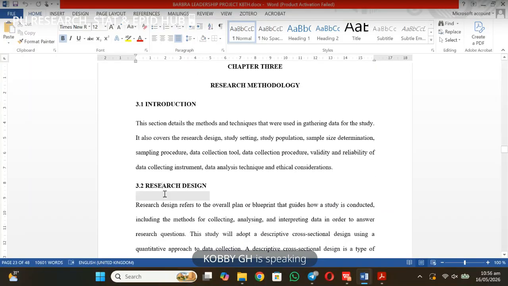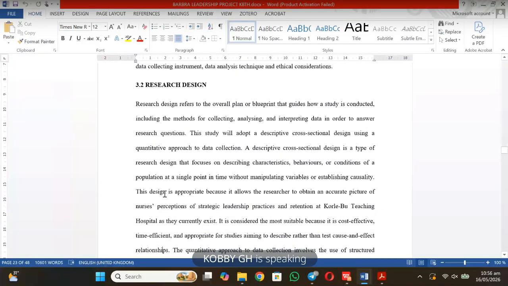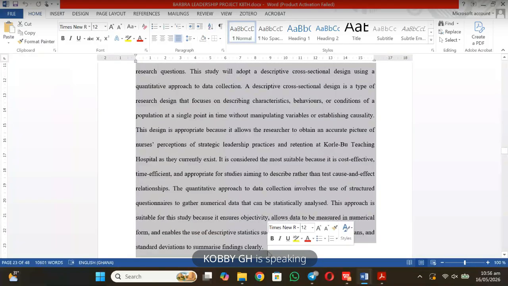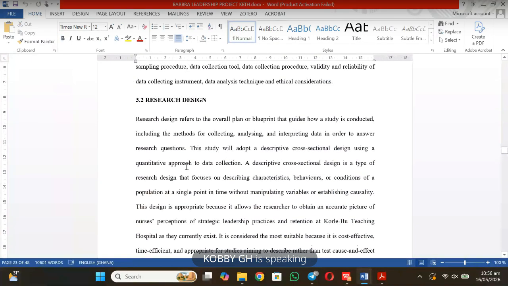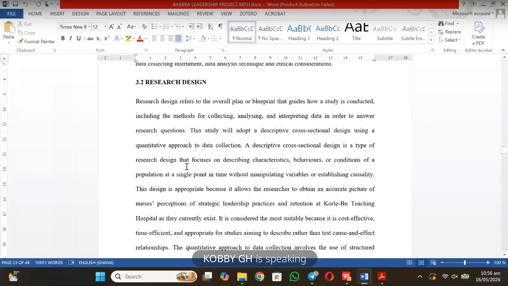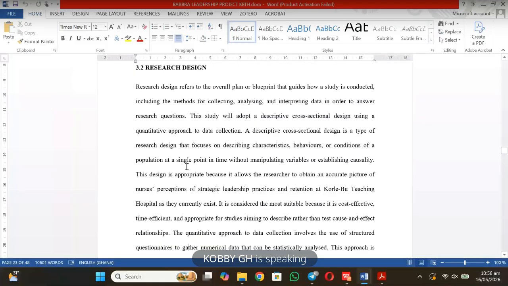Now, remember, when you are writing research design, you can write 120 to 150 words. It's one paragraph, 120 to 150 words. And we don't bullet. You don't have to bullet.